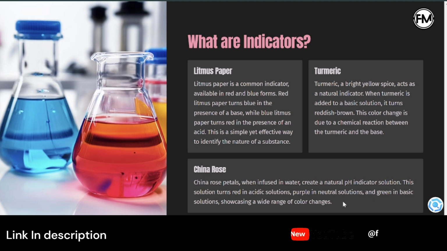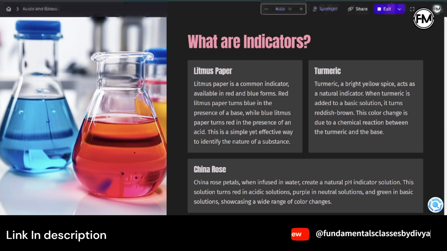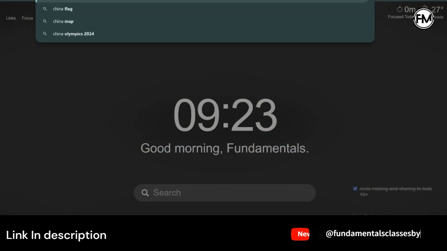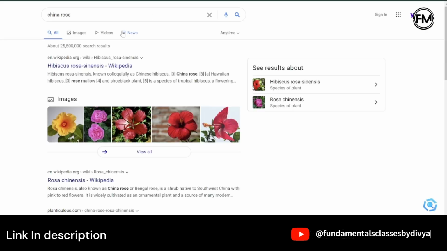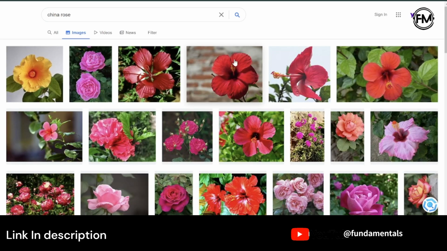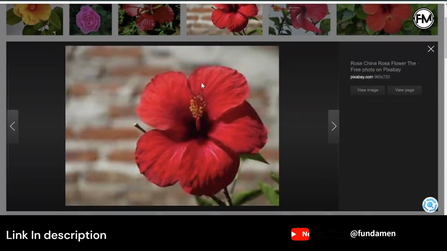Okay, so the third one is obviously the Chinese things. We are surrounded by Chinese things, right? So the third one is China rose. This is the name, it is not imported from China, right? So, the China rose petal. Let me show you what the China rose is. This is the China rose, right? You can get to know about it. The red colored flower is the China rose. This is the photo.